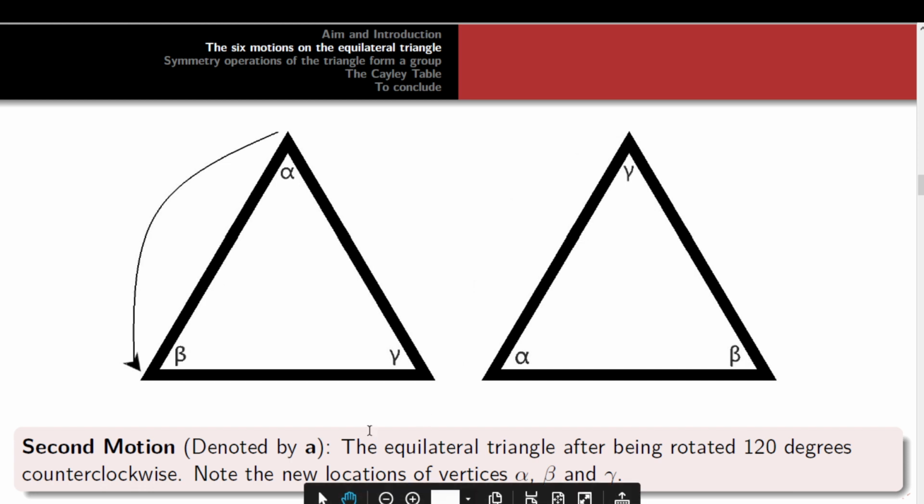Okay. So you call it the second motion, and you can denote it by a small letter a. And yes, as we said, the equilateral triangle is being rotated 120 degrees counterclockwise, and we have noted the new locations of the vertices alpha, beta, and gamma. So that's an end to the second motion.